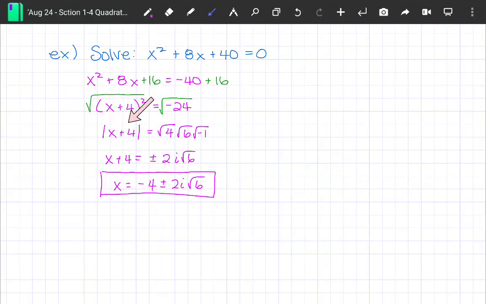Get the absolute value here. Here I'm starting to simplify, looking for that perfect square, and I also took out the negative 1. So when I take off the absolute value I get plus or minus, but now I have 2i root 6. Subtract 4 from both sides, I get my final answer. And you're going to get the same exact thing if you do the quadratic formula on this. This is just a lot faster, I personally think.